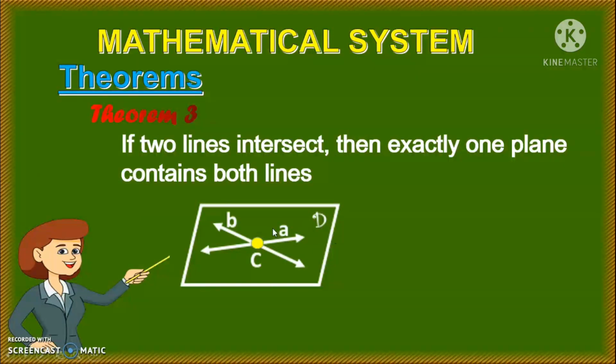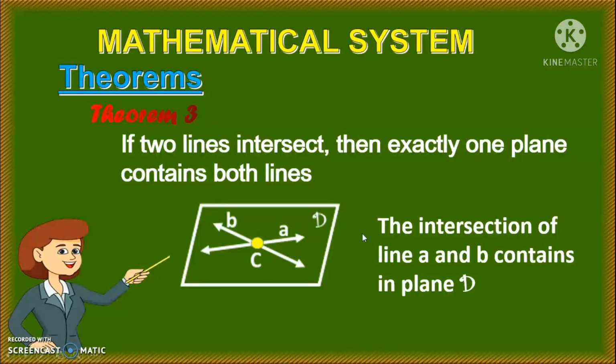Katulad nito, si plane D contains line A and line B. Ang point of intersection nila ay si point C. The intersection of line A and B, si point C, is contained in plane D. Nandyan sa loob ng plane D.